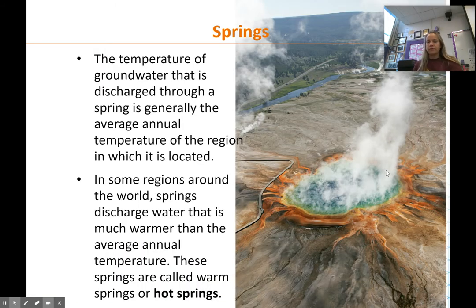And this is pretty cool. This is a picture in Yellowstone. Yellowstone is pretty amazing. It's our first national park ever. But there's lots of hot springs. And so here we've got water that's being discharged from the ground.